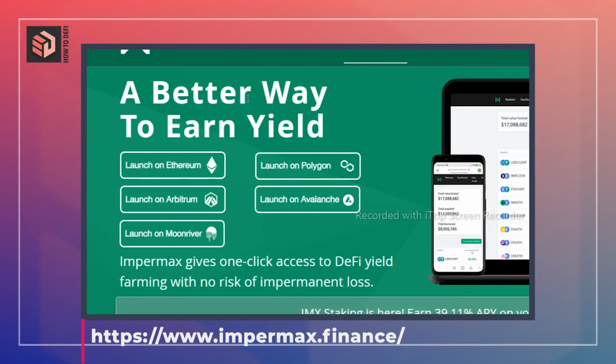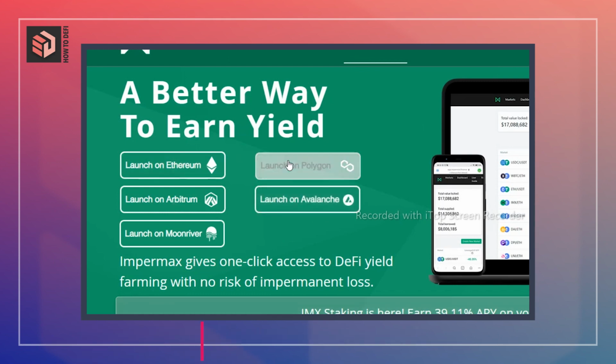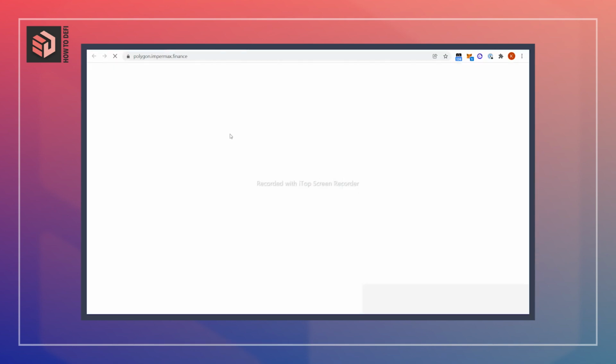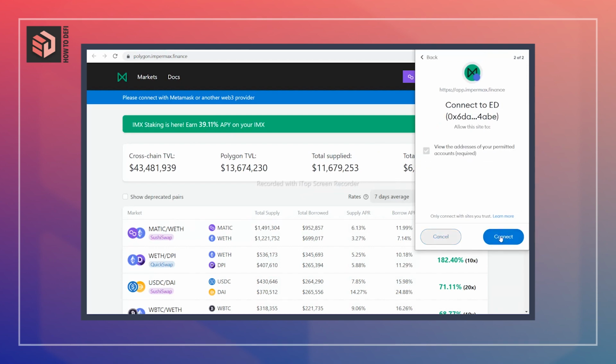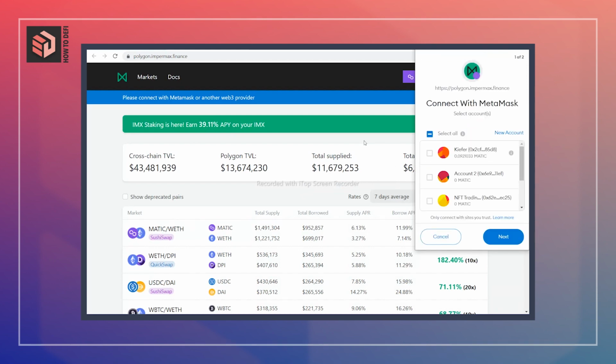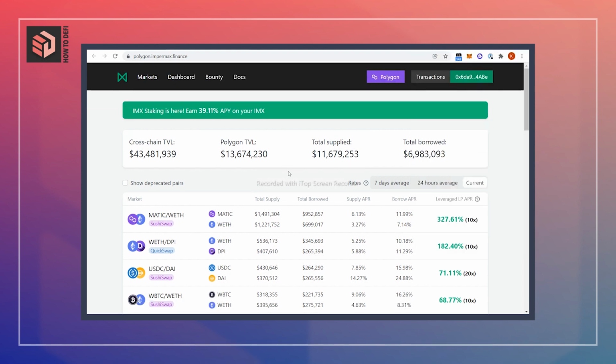First decision is which chain do you want to use? So I'm going to launch the app here on the Polygon chain. Then it's going to ask to connect with your MetaMask wallet. So you connect your account. All right, now the wallet is connected on the Polygon chain.